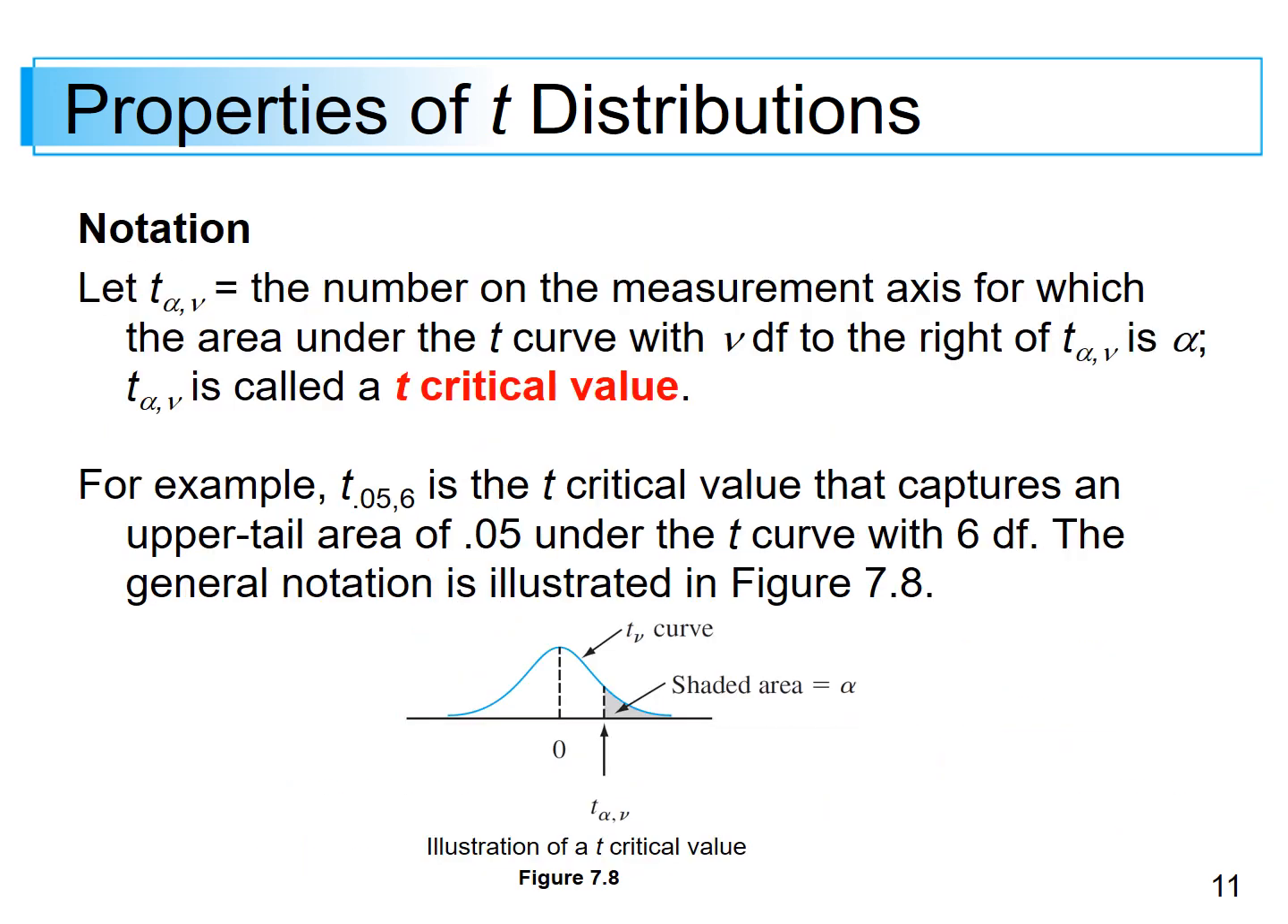Notation for the t value includes both alpha, which again is the area under the t curve, and the degrees of freedom. The notation is, as we see here, t alpha nu. This is called a t critical value, and alpha is the area under the density curve to the right of t. So for example, t.05,6 is a t critical value that captures an upper tail area of 0.05 under the t curve with 6 degrees of freedom.